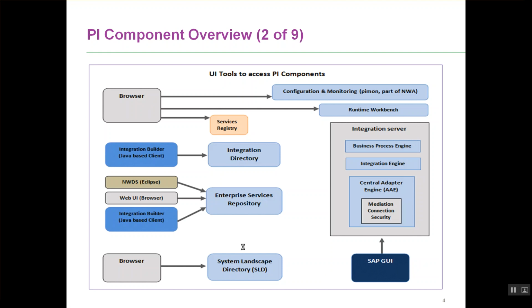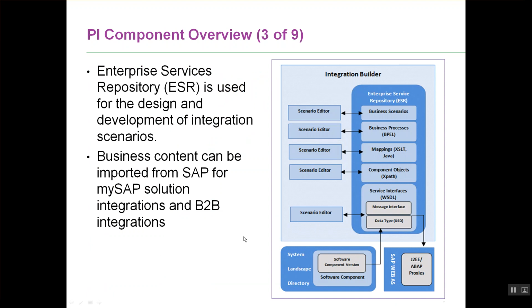Okay, so what else is there in the PI component overview? We'll now look at the enterprise service repository. So within the enterprise service repository, these are the various types of objects that you would be building within the enterprise service repository. At this point, I'm not going to go into each of these objects. I'll just briefly touch upon these objects at a very high level, and then when we are building them on the system, you will be able to understand them.